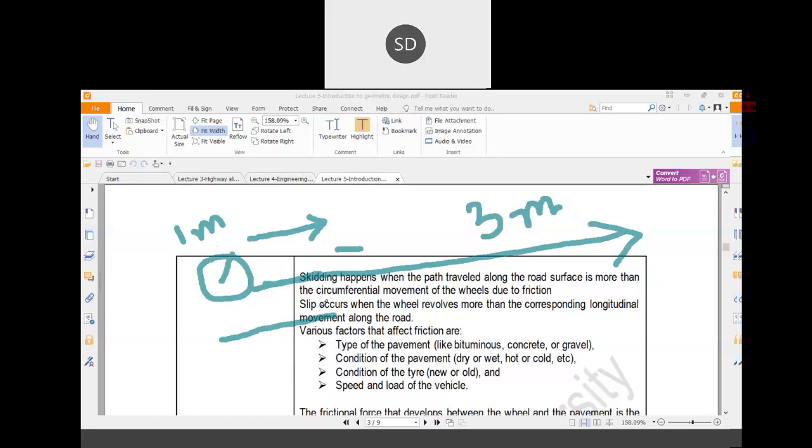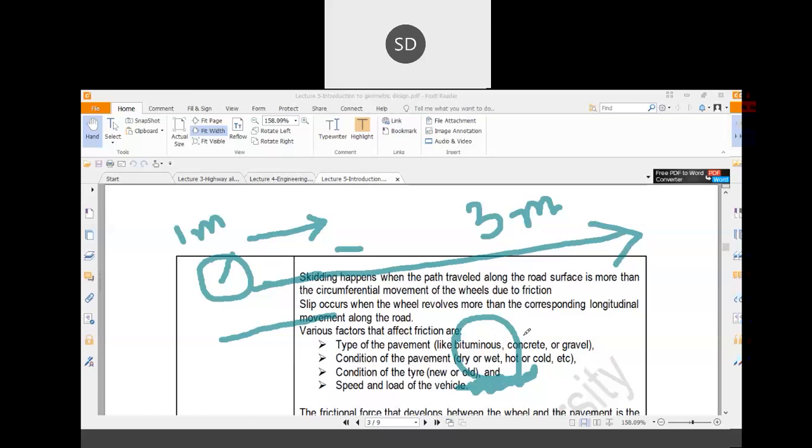Now coming to the next portion, slip. In that case, what will happen? Suppose the same tire is there with a 1 meter peripheral distance. Now suppose the portion underneath the tire is very muddy, or water is there, or something like that. Suppose it is a very slippery area. In such cases, what will happen?